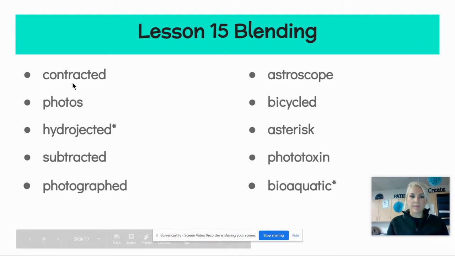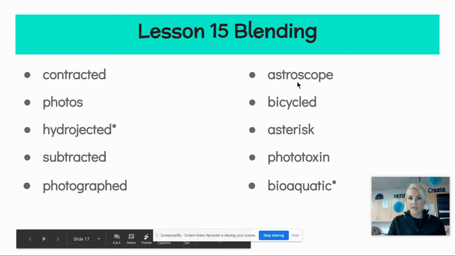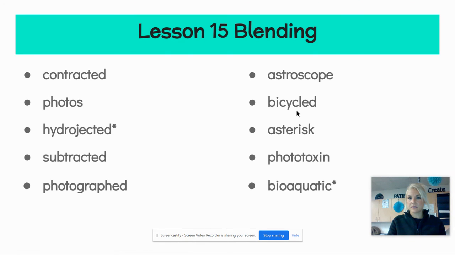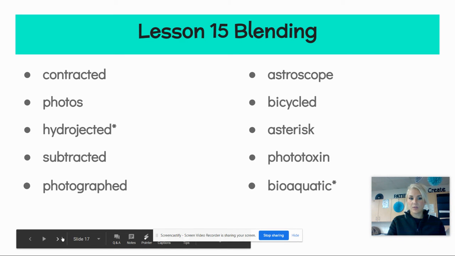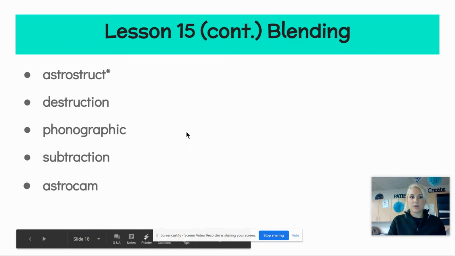So your first word should have been contracted. Second word, photos. And then we have hydrojected, subtracted, photographed, astroscope, bicycled, asterisk, phototoxin, and bioaquatic.